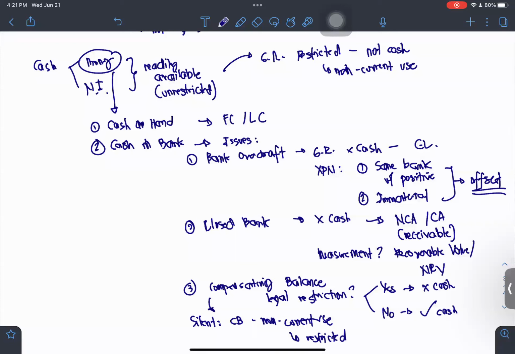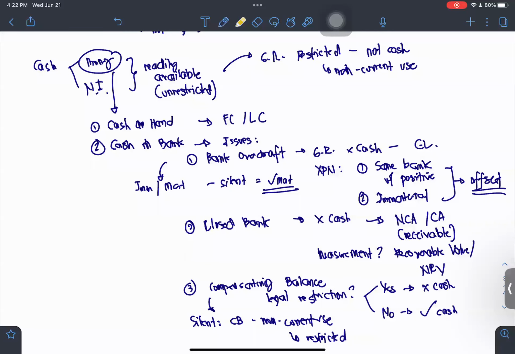Okay? Not current use, it is considered restricted. For bank overdraft, always remember, you check whether the problem will say it is immaterial or material. Okay? If ever the problem is silent, it is best that you treat it as material. Do not always treat it as immaterial. The general rule is you treat it as immaterial.